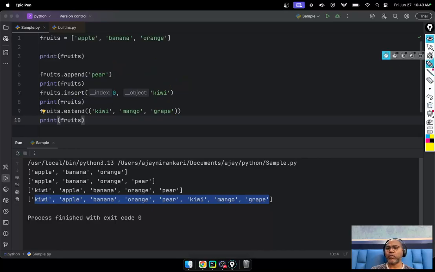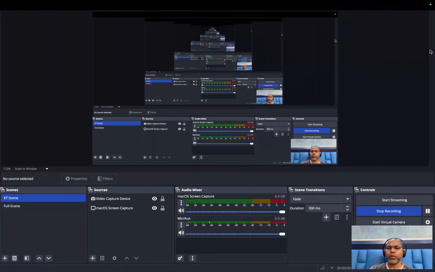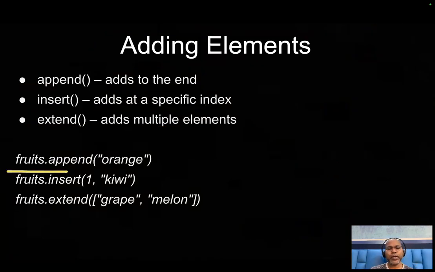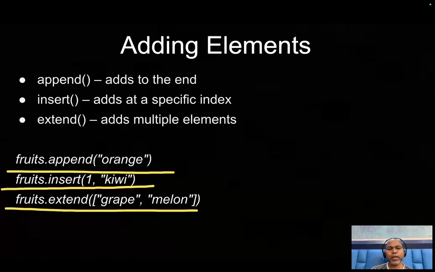These are the three approaches we are looking at: append at the end, insert at a specific position, and extend with an iterable item. Here you can pass any collection: a set, a list, or any different collection.